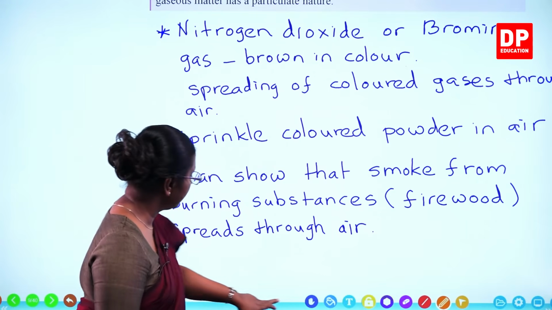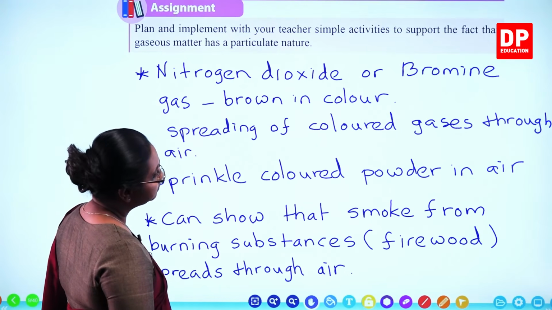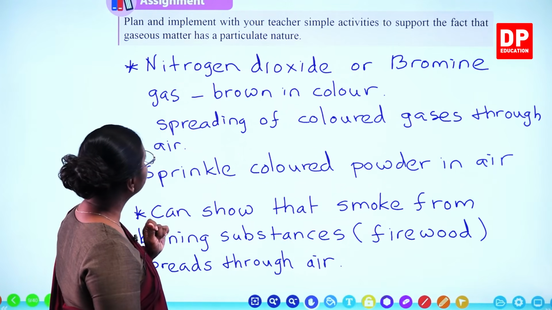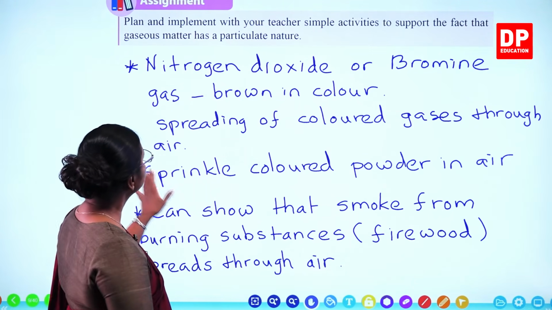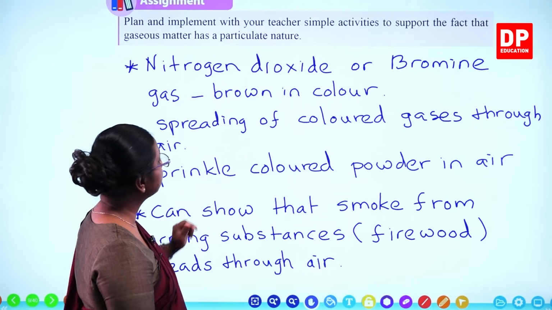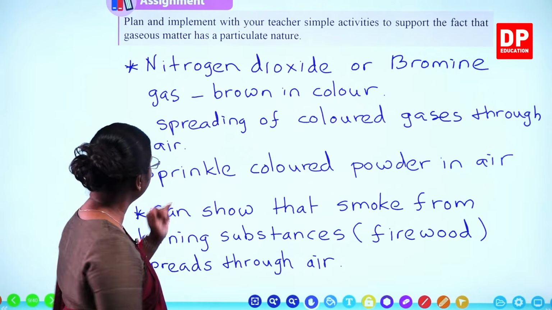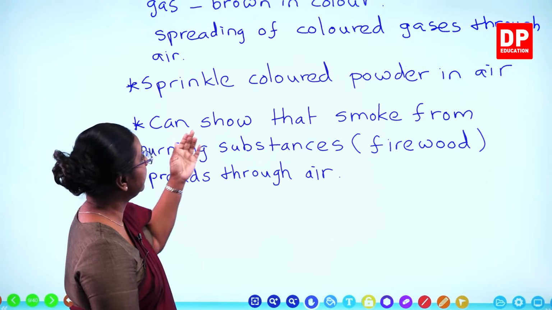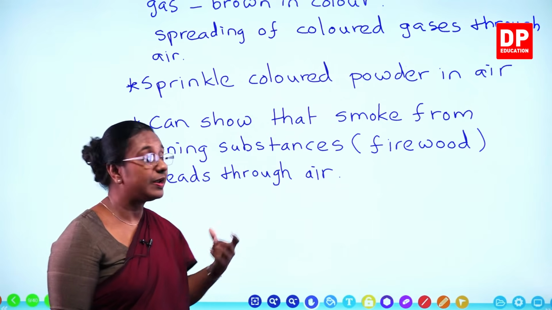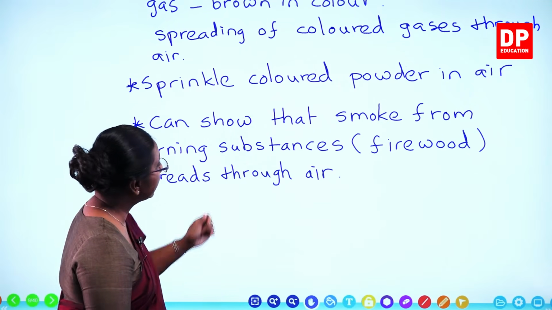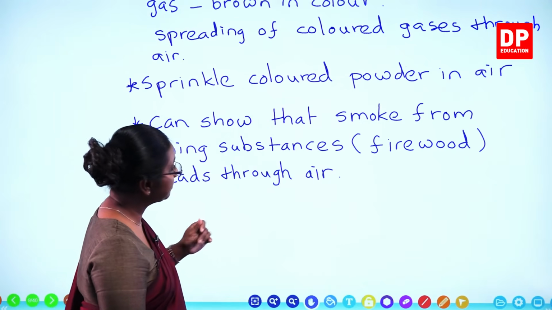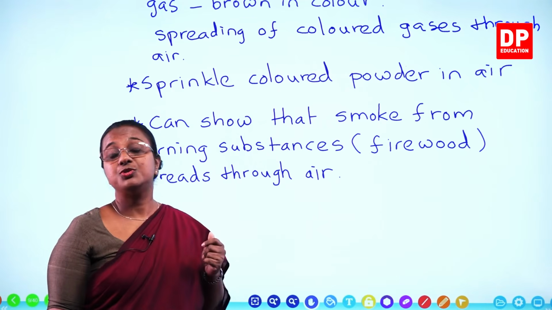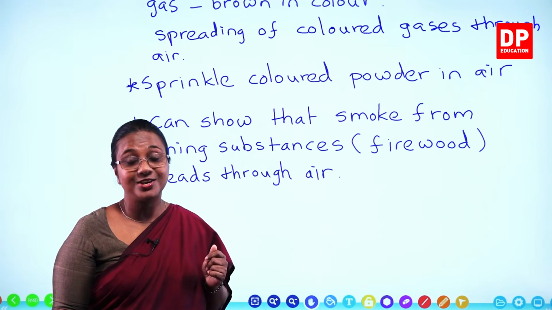Here I have given you a few ideas. We have already used nitrogen dioxide gas. You can also use bromine gas. Both are brown in color. So you can show the spreading of these colored gases in air. In the same way you can spread colored powder in air and show the color spreading throughout. You can also show that the smoke from burning substances like firewood spreads through air. That also can be used to demonstrate the discontinuous nature of gases.